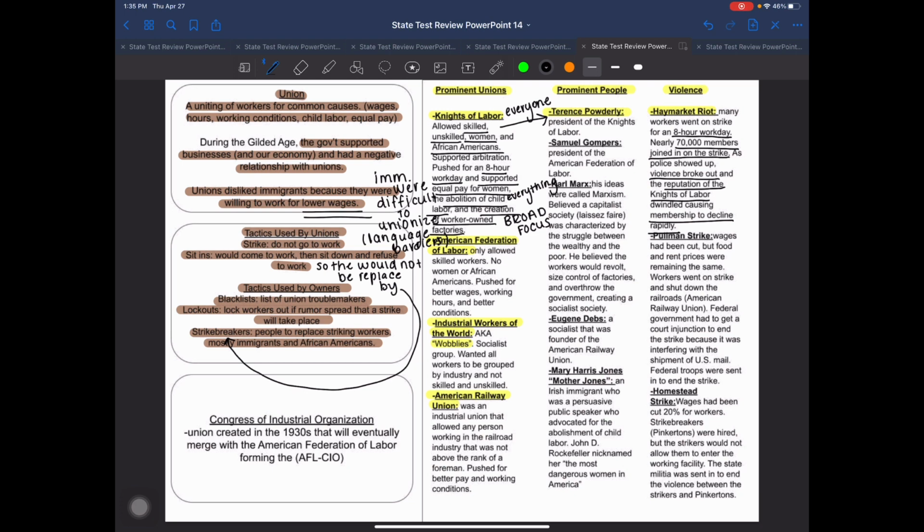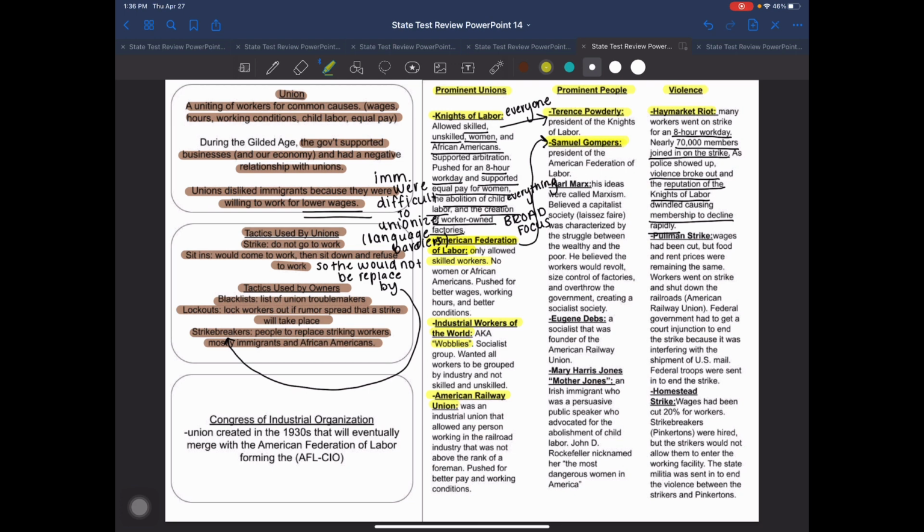The next one, and probably the most successful one, is the American Federation of Labor. And the president, okay, so that's already highlighted right here. The president is Samuel Gompers. And I'm going to go ahead and draw my arrow from the American Federation of Labor to Samuel Gompers up here. They were a little bit more organized in the things that they focused on. First, they only allowed skilled workers.